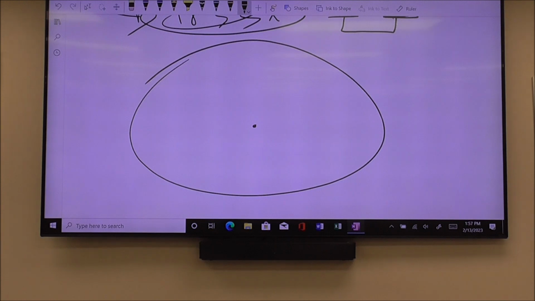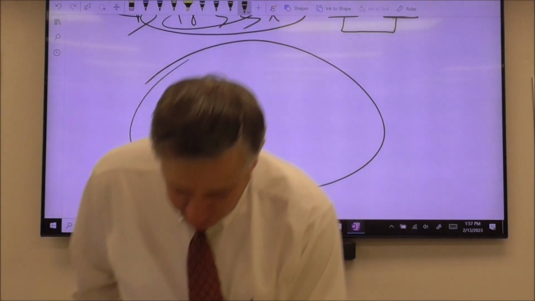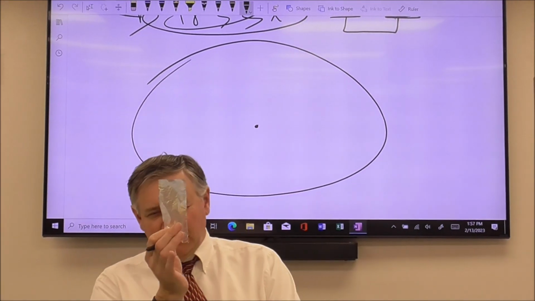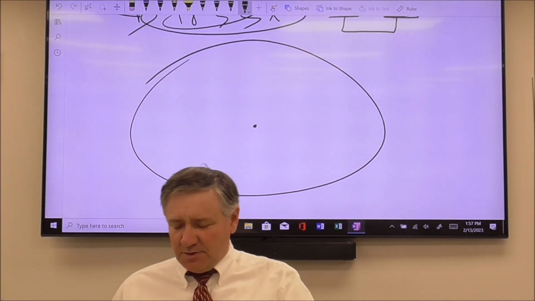How do we know we know? How do we know it's labeled? Okay. So here's this piece of aluminum foil, which to us looks completely solid. I hold this up, I can't see through it.